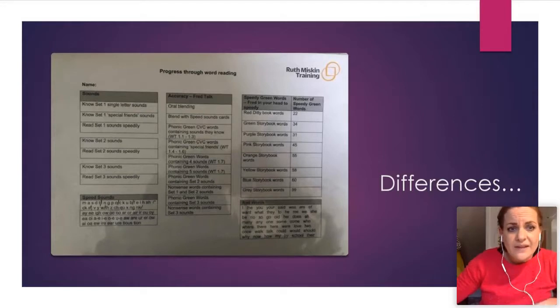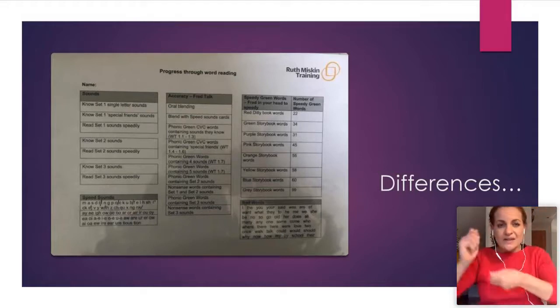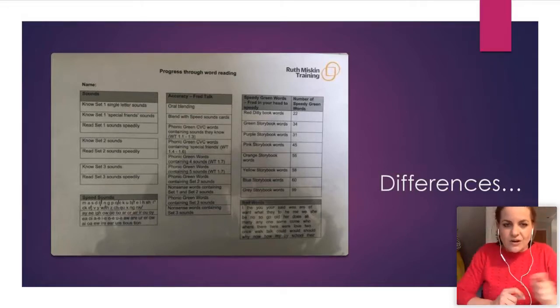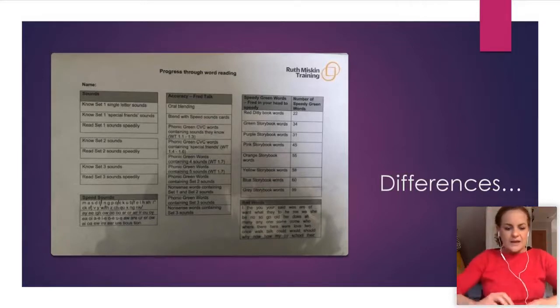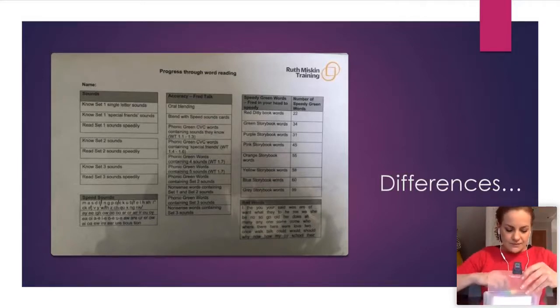Once they've done that oral blending, they would recognise the sound. Then the expectation would be that they would know it, recognise it at speed, before blending it together with individual sound cards, which I'll show you a little bit later on, before then progressing onto whole word cards. So the idea would be, I'll just show you a couple of examples.